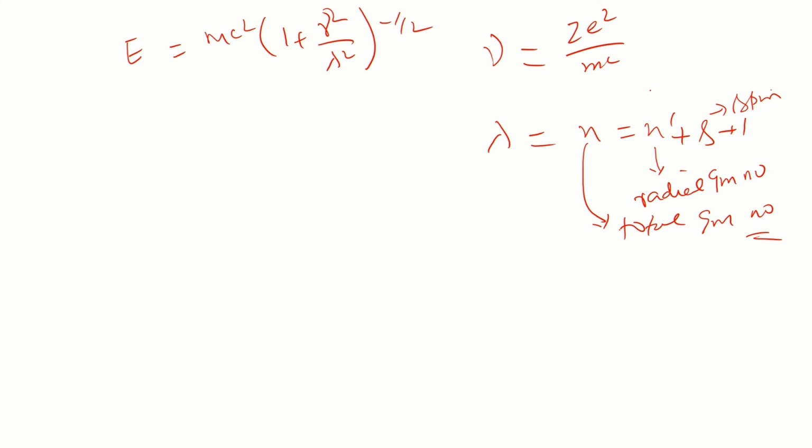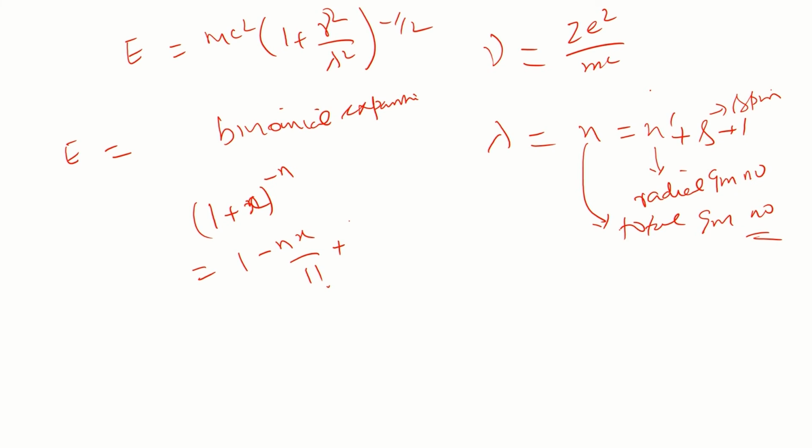So including this, we have written this equation in the binomial expansion format, 1 plus x power minus n. This is to be taken as x. So 1 plus x power minus n is equal to 1 minus nx by 1 factorial plus n square x square by 2 factorial minus n cube x cube by 3 factorial plus etc. It will be going on. This we call binomial expansion.